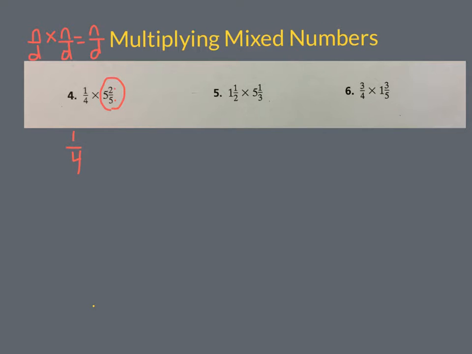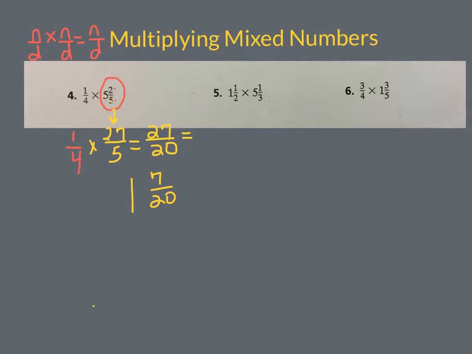So in order to solve this, I need to convert 5 2/5 into an improper fraction, and then I can multiply away. So to do that, 5 2/5 becomes 5 times 5, which is 25 fifths, plus the other 2/5 is 27 fifths, or 27 over 5, and now I can multiply using my algorithm. 1 times 27 is 27, and 4 times 5 is 20. And now I need to simplify that even further. 20 fits into 27 one time with 7/20 left over. And that would be my answer for number 4.